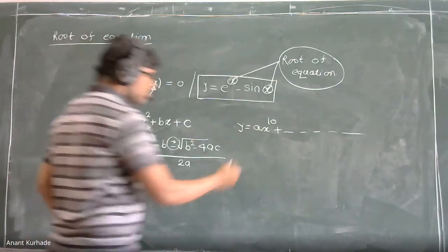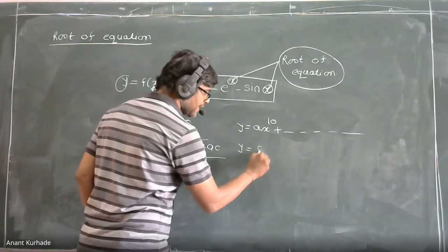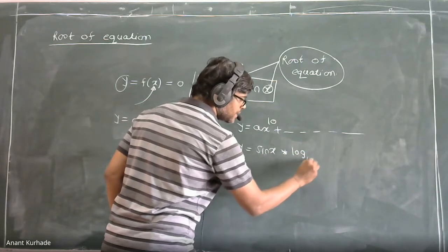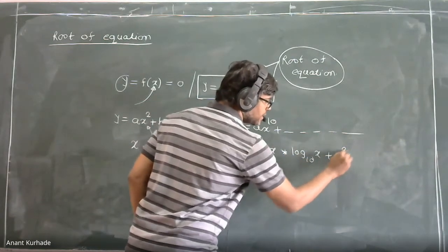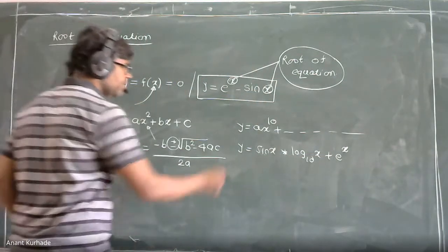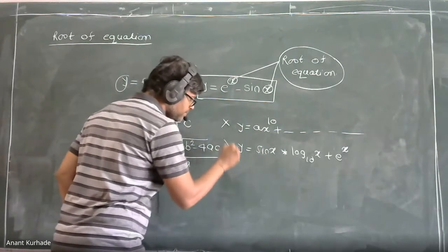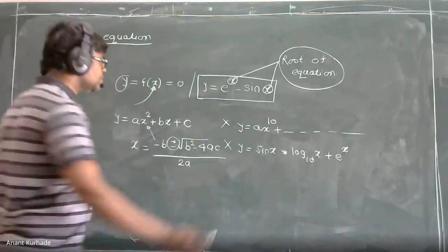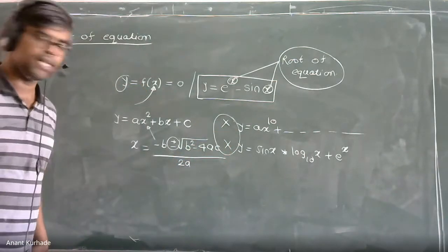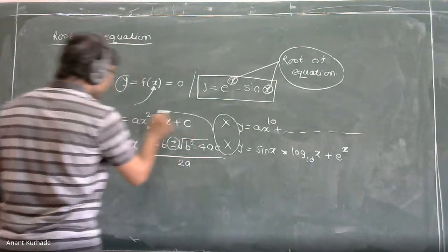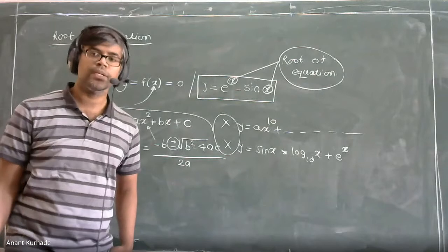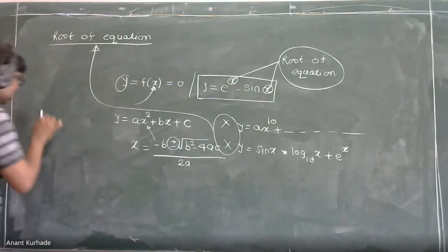Again, if we have one equation like this, sin x into log to the base 10 of x plus e raised to x, we cannot solve this by using a standard formula. So to solve this problem, the methods are introduced, so we can say these are roots of equation. Roots of equation. So there are two methods.